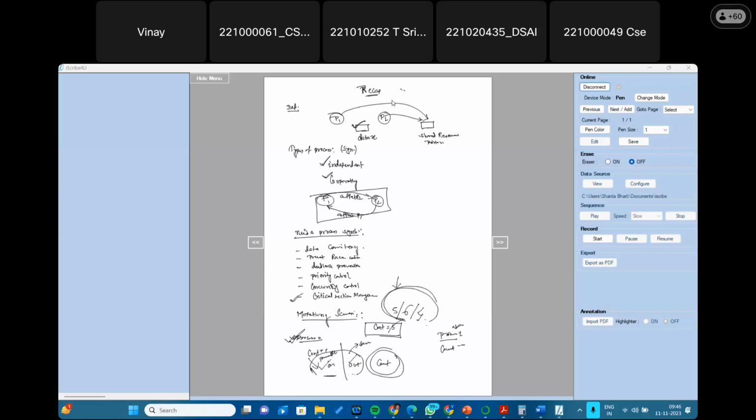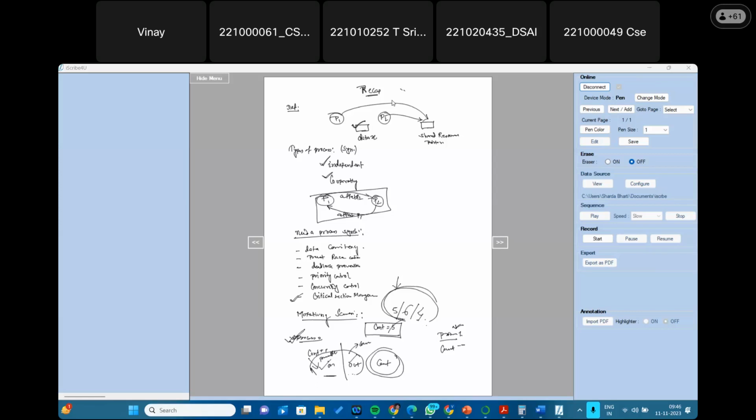Next, we have seen the example of producer consumer. Okay. So now let us move to the next example, that is the printer spool problem.